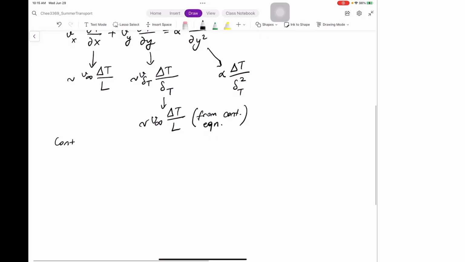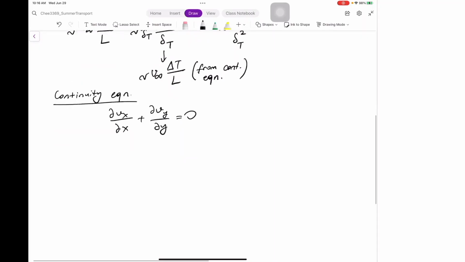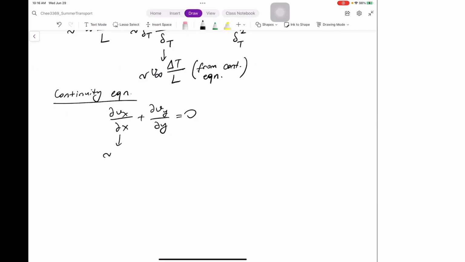Continuity equation, let's write it down just for your reference. Del Vx over del x plus del Vy over del y is equal to 0. We said that this is in the order of V infinity divided by L, and this is in the order of V delta t over delta t. So you can actually claim that these two are in the same order of magnitude.